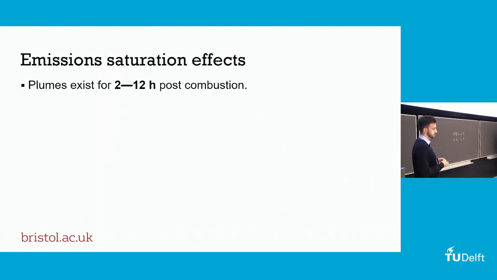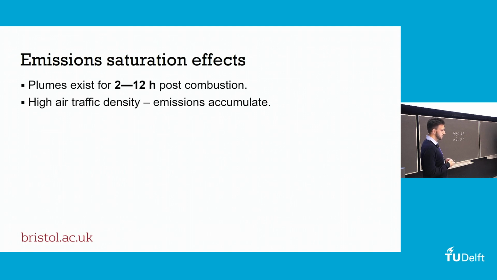So aircraft exhaust plumes exist for 2 to 12 hours post-combustion. And for most of that time, you have the emissions largely contained within the aircraft exhaust plume. So in areas of high air traffic density, where you might see a lot of exhaust plumes overlapping, this can of course result in the accumulation of these emissions and highly elevated concentrations of these emissions in the local airspace.